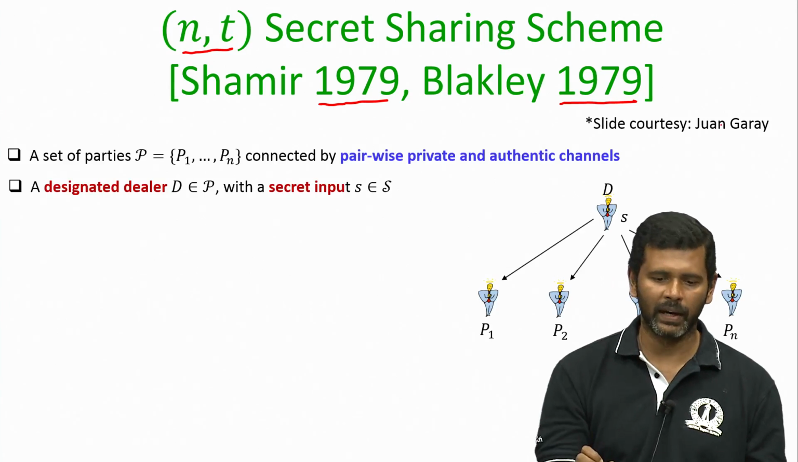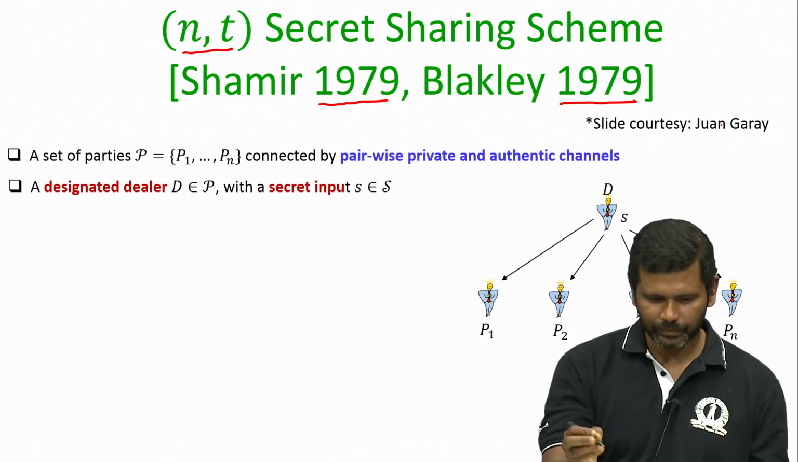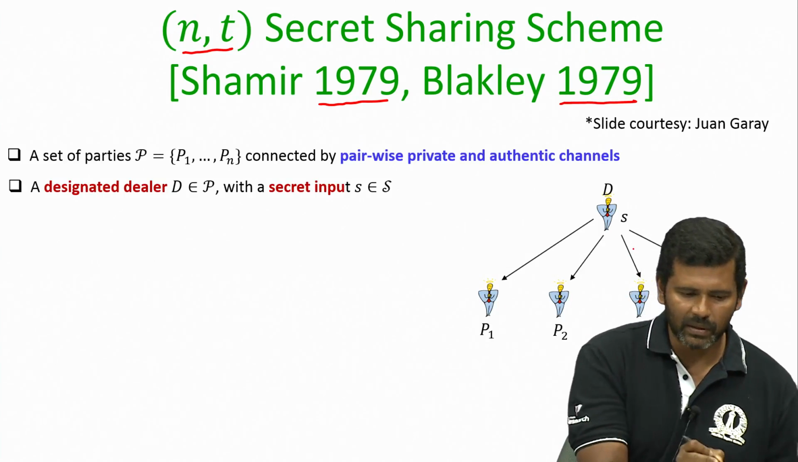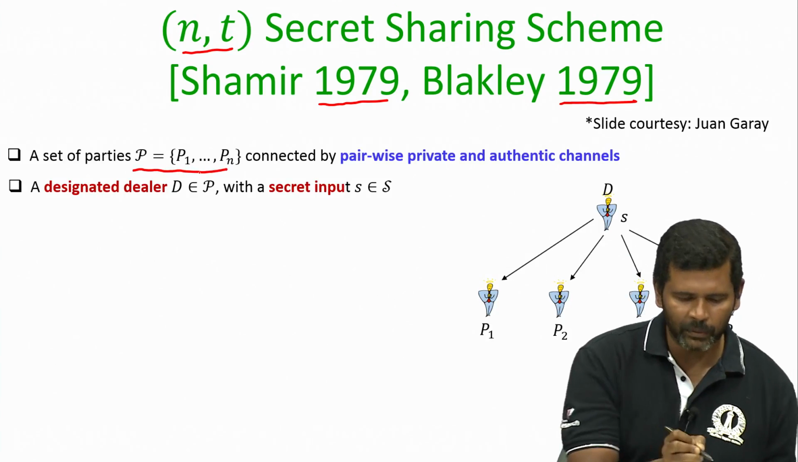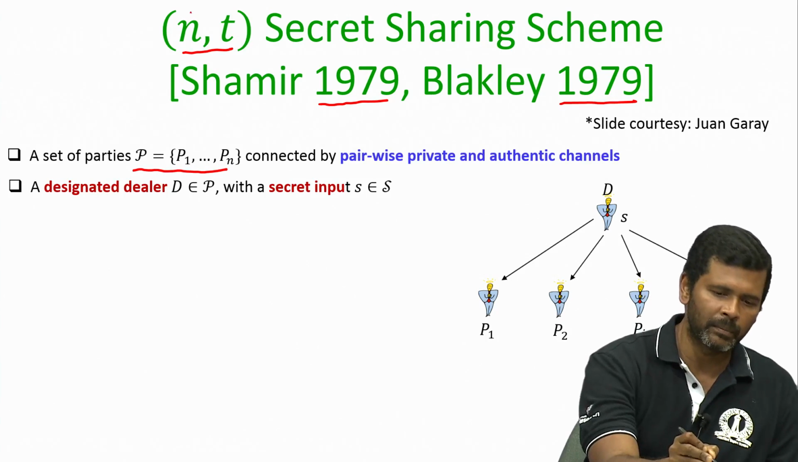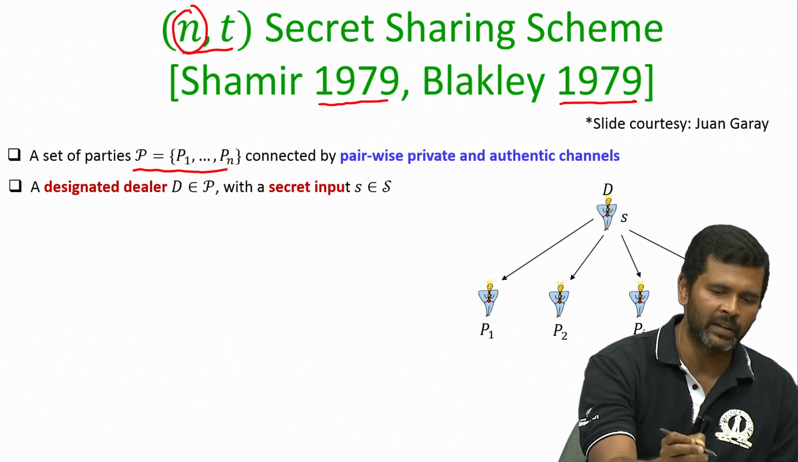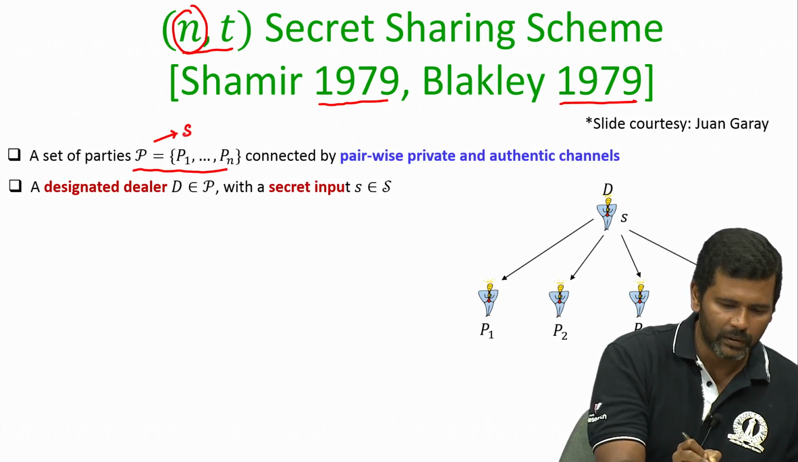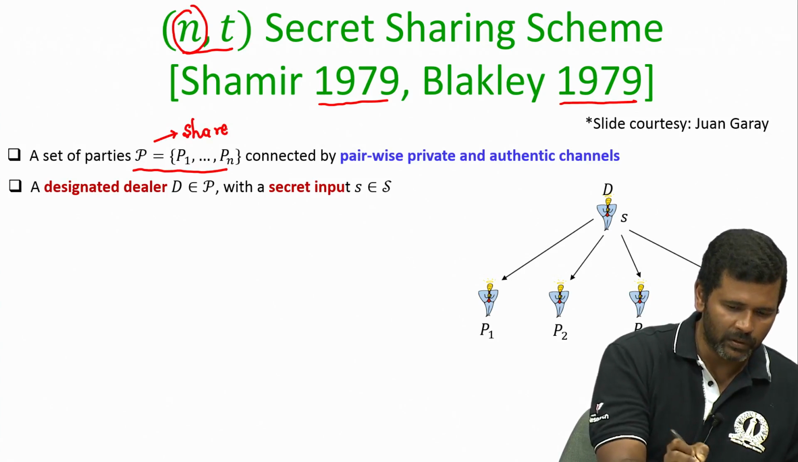The problem definition is the following: you have a set of parties P1 to Pn. Here n is a given parameter, and everyone knows the identity of the parties. We call these parties shareholders.